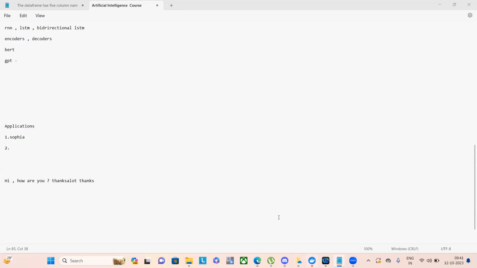Okay. Still, any applications you have seen? Is it ChatGPT? ChatGPT is an application that we discussed. Still, have you seen any applications like plagiarism checkers? I think you have come across plagiarism.